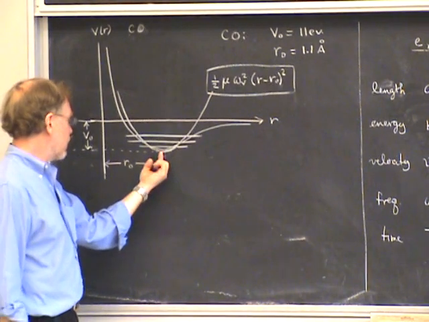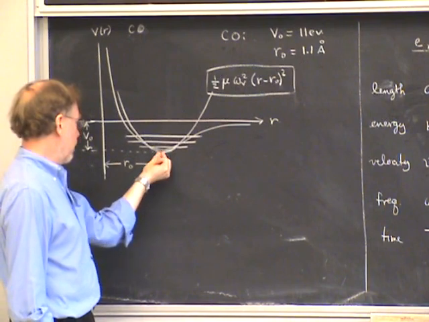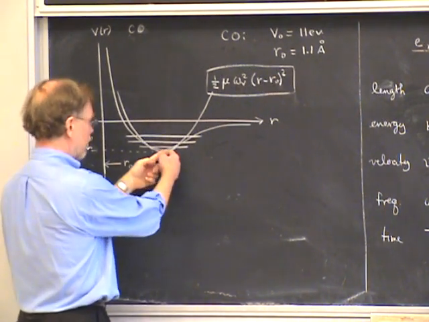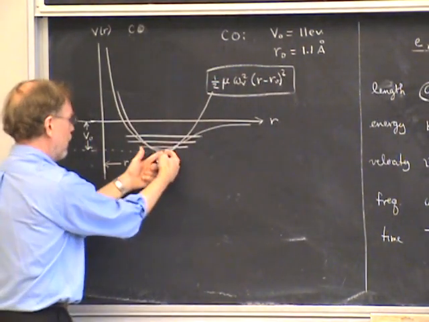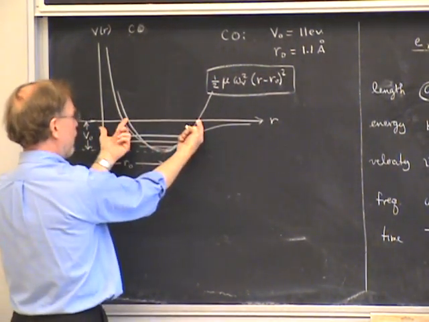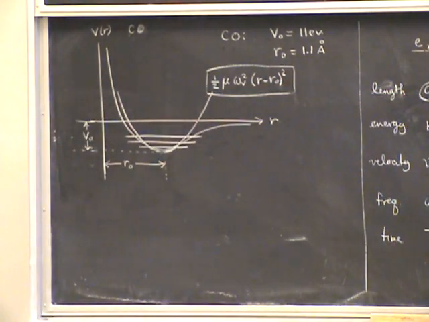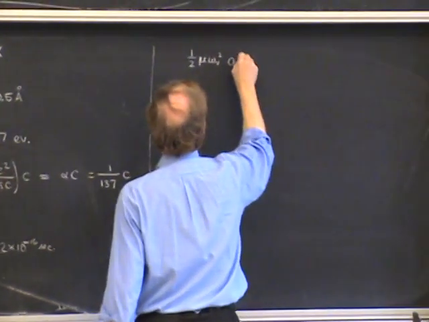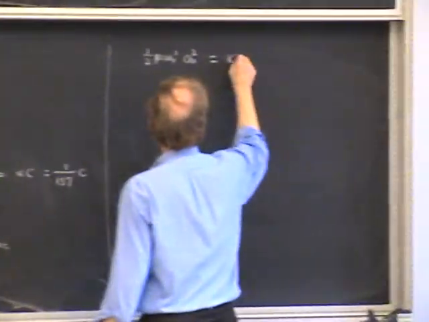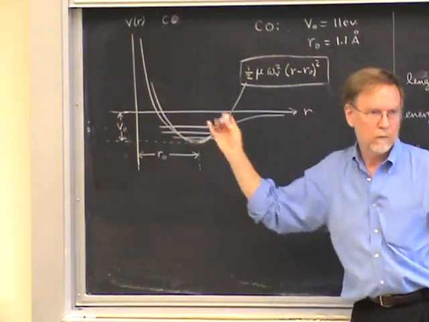We'll say, as a guess or a rough order of magnitude, that when the distance between the atoms moves a distance comparable to a naught, which is also comparable to r naught, we must be up to the point where we're at the dissociation energy. So let's equate one-half mu omega vibrational squared times a naught squared, for the square of the deviation away from equilibrium, to V naught, which is an estimate of the dissociation energy, and I'll just ignore factors of 2.